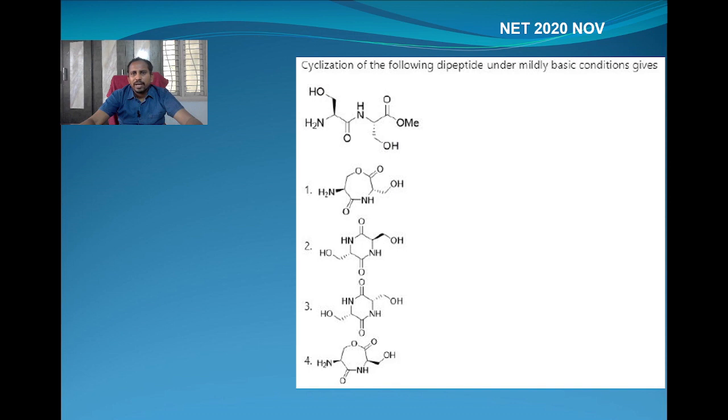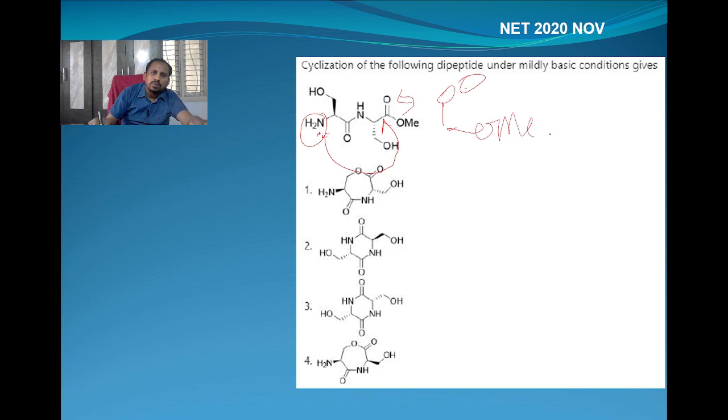Cyclization of the following dipeptide under mild basic condition. This was asked in NET 2020. So this will cyclize to form this. Listen, it is very interesting. This can react with this one. Nitrogen and oxygen: nitrogen is more nucleophilic in nature, so this one reacts with this one. The ester group is there, so that will polarize away and O minus will be there. OMe is a good leaving group. It will come out and we will get a cyclic product.